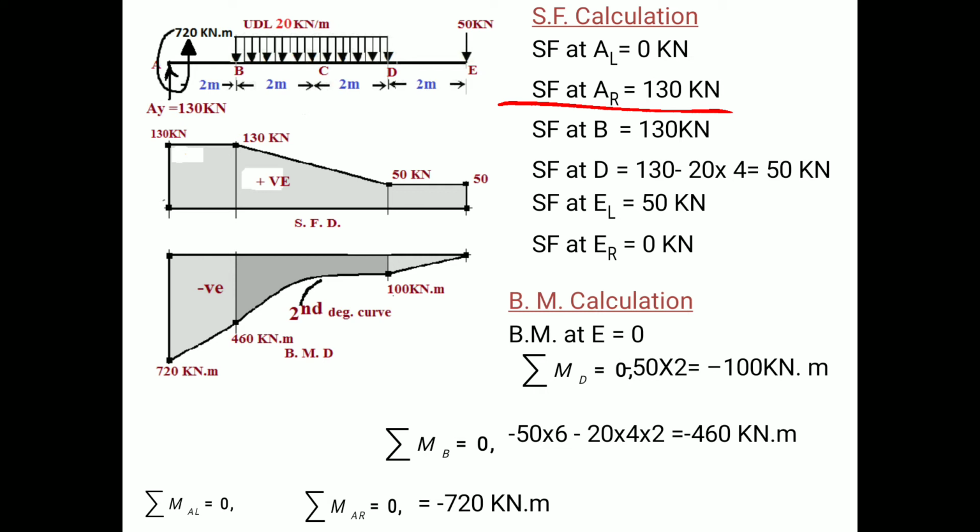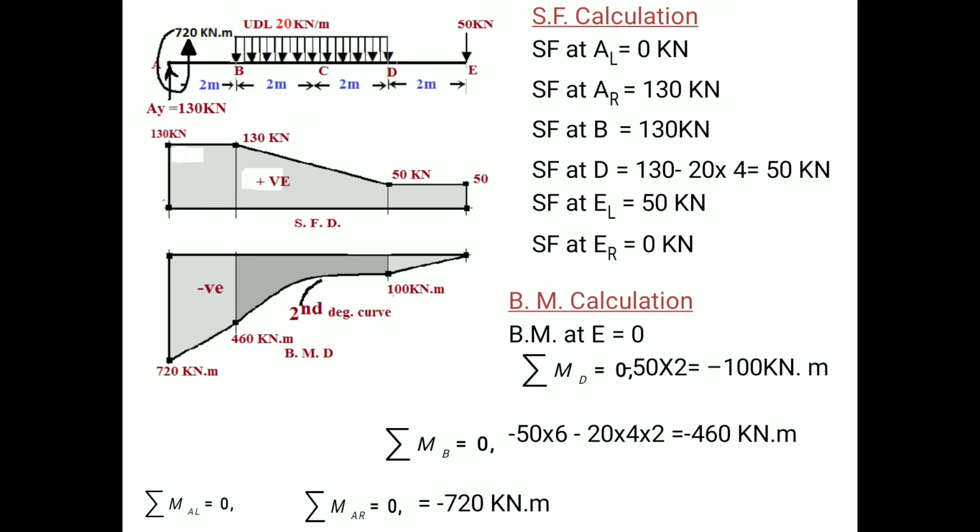Now shear force at B, because at point B a UDL start, so it will act as a major point. There is no shear force acting at point B, from that point B a UDL start, therefore it will act as a major point. So shear force at B is equal to 130 kilonewton. Shear force at D, again it's a major point, so shear force at D is equal to 130 minus UDL conversion into the load, so 130 minus 20 into 4, it will become 50 kilonewton.